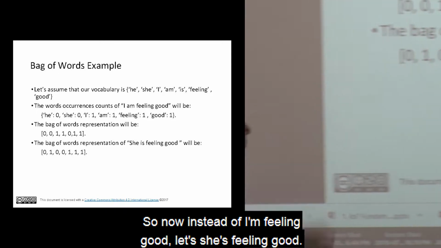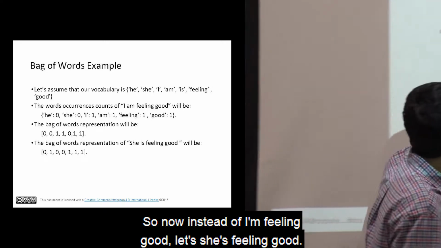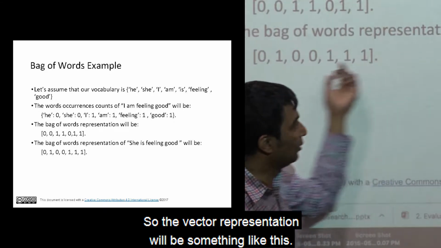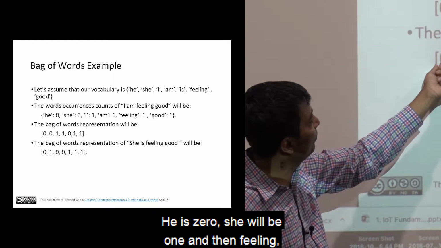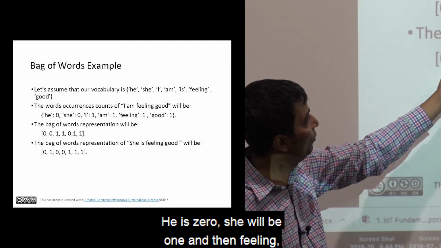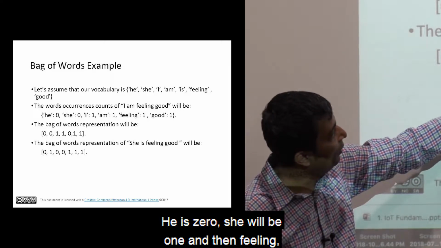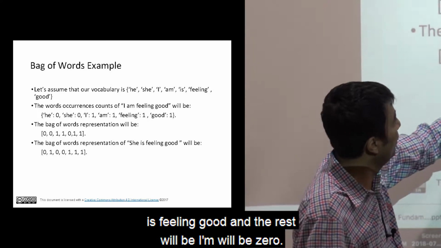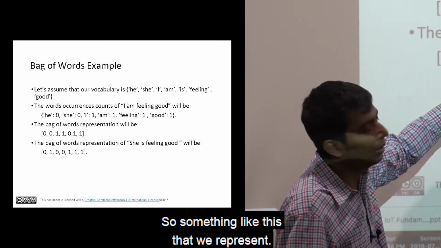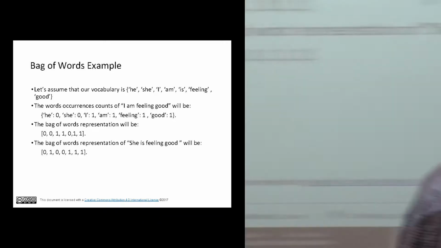Now, instead of I'm feeling good, let's say she is feeling good. So the vector representation will be something like this. He is 0. She will be 1. And then feeling and good are there, and the rest, I and am, will be 0. So something like this. That way we represent it.